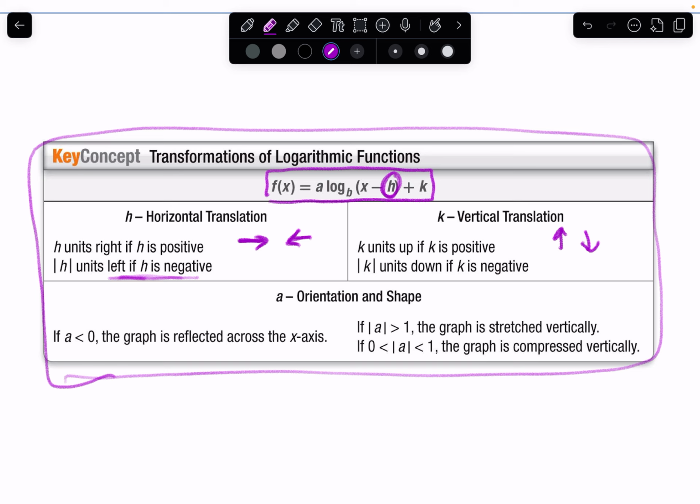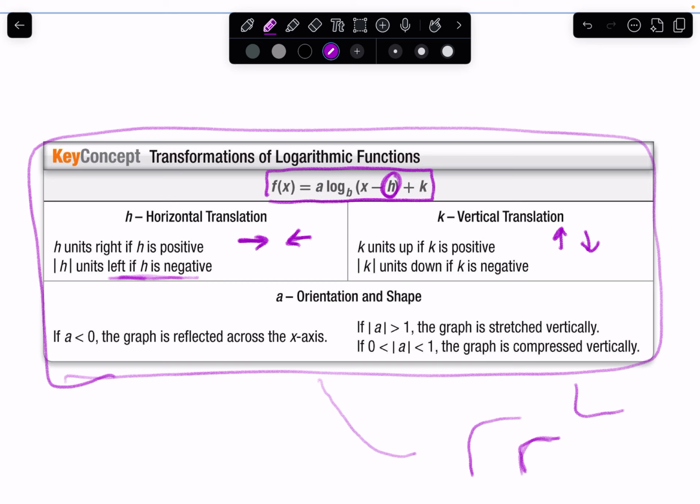So for these, and similar to example 4 yesterday, your graphs for log functions are really going to look like this or like this. If it is stretched horizontally, it's going to become more of a straight line than have that curve to it. If it's compressed, it's going to have almost a corner versus a curve to it.